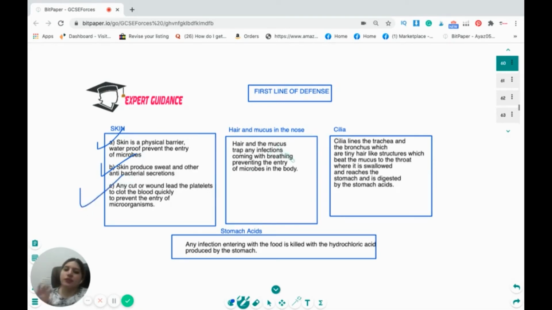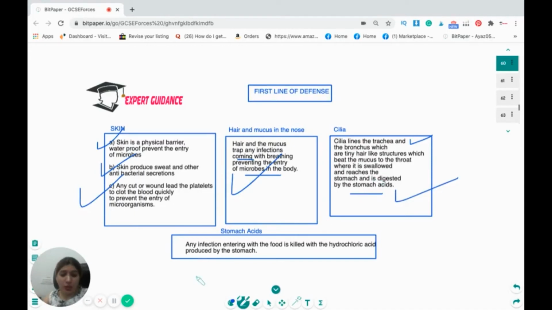There are hair and mucus in the respiratory tract that trap any infections coming with breathing and prevent the microbes from entering the body. There are cilia, which are tiny hair-like structures, which line the trachea and the bronchus, which beat the mucus to the throat where it is swallowed and it reaches the stomach and is digested by the stomach acid.